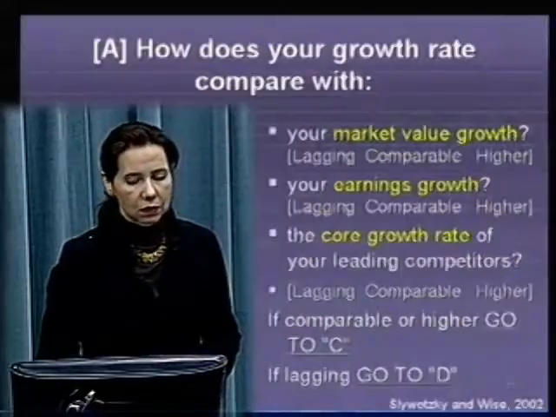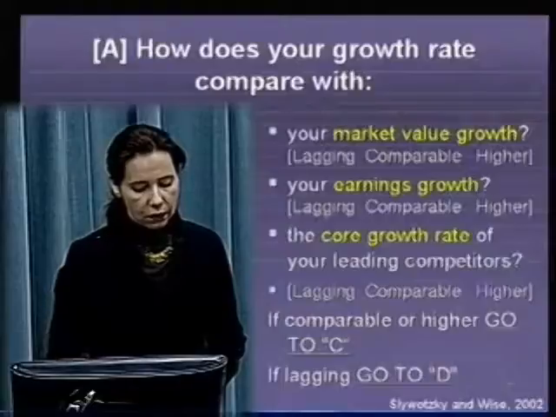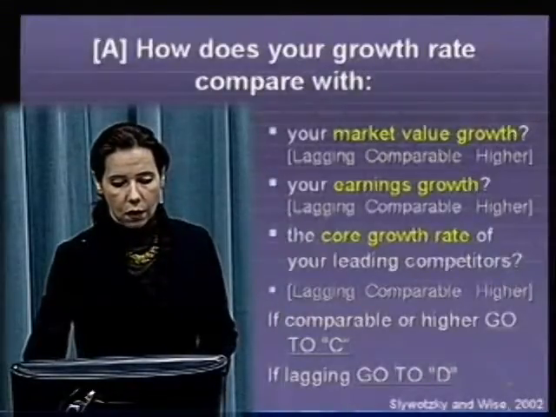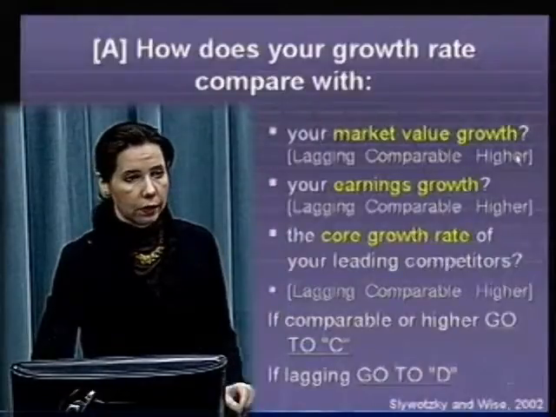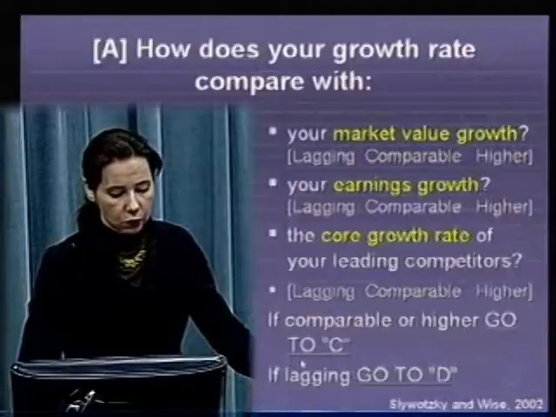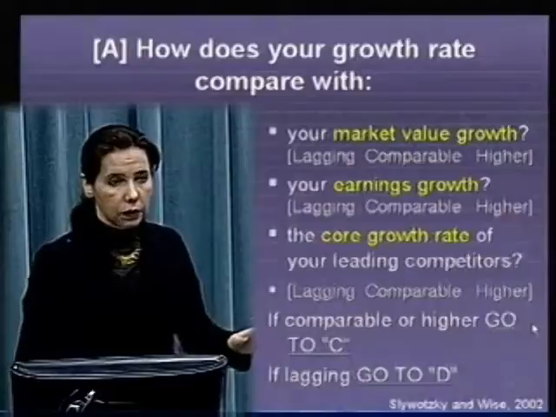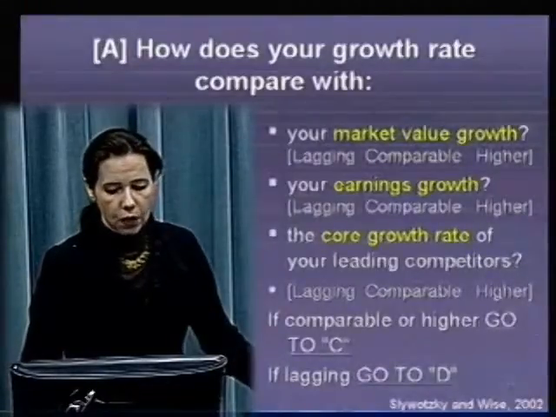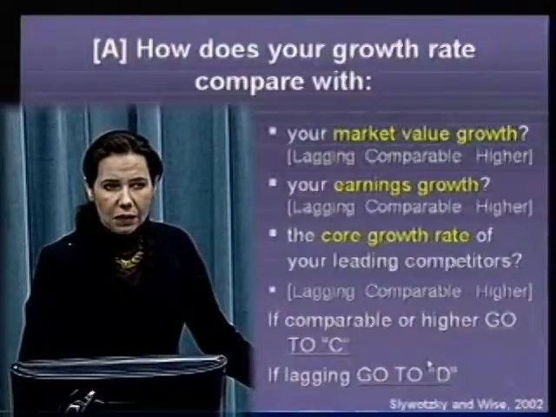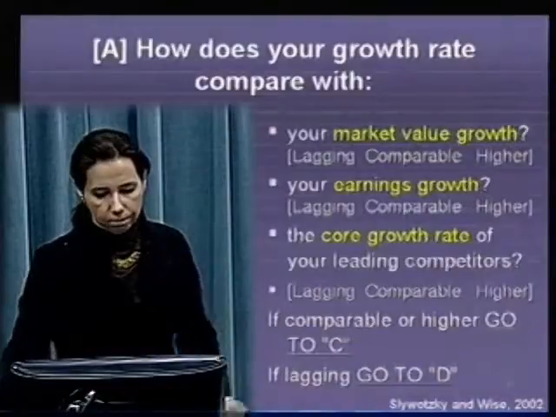What does it mean? If you go to C, it means that it's okay. You are in good shape, and if it's comparable or higher, it means that everything is okay, no worries. But we must understand whether it is robust growth or just short-term growth. If it goes to D, it means that it's growth, but not really.